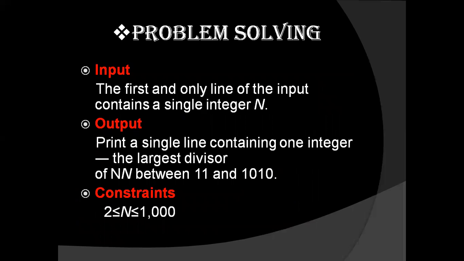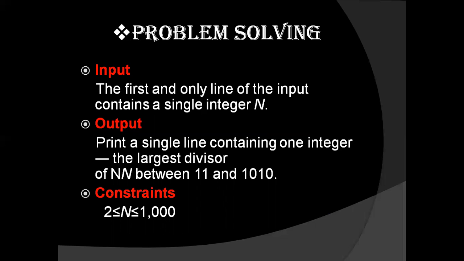So let us solve it. For the input, the first and only line contains a single integer n. For the output, print a single line containing one integer, the largest divisor of n between 1 and 10. Constraints: 2 is less than or equal to n, and n is less than or equal to 1000. So this is the constraint.